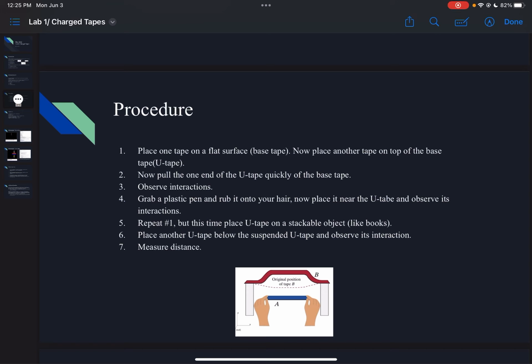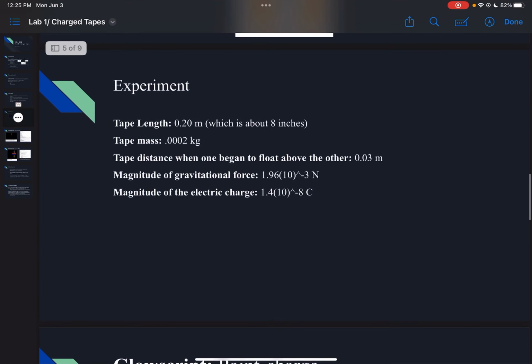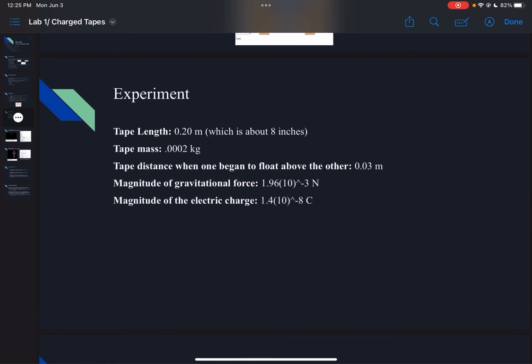We're going to repeat step 1, but this time place a U tape on a stackable object. And we're going to place another U tape below the suspended U tape, observe its interactions, and measure the distance. Experiment. Tape length: its length was 0.20 meters, the mass was 0.0002 kilograms, the distance was 0.03 meters, the magnitude of gravitational force was 1.96 E to the negative 3 newtons, and the magnitude of the electric charge was 1.4 E to the negative 8 coulombs.